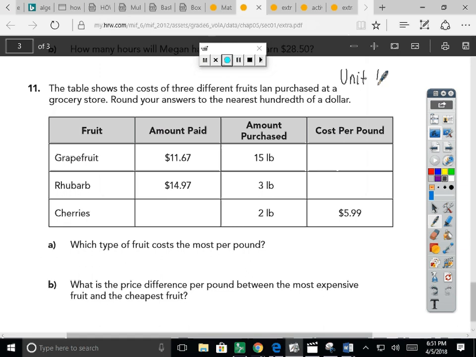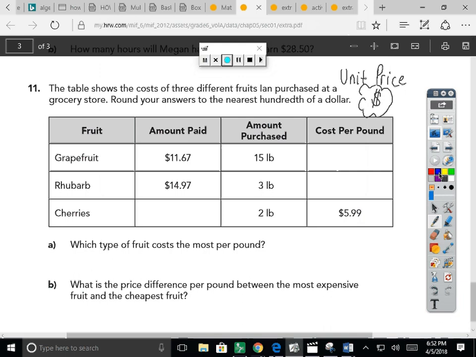Unit price really has the same meaning as a unit rate, but if you notice, it's going to involve money because we're talking about price. Here on number 11, I know that every single year I run out of space. So I hope we're able to make this work together, and you'll have to forgive me if I have to erase a little bit along the way.